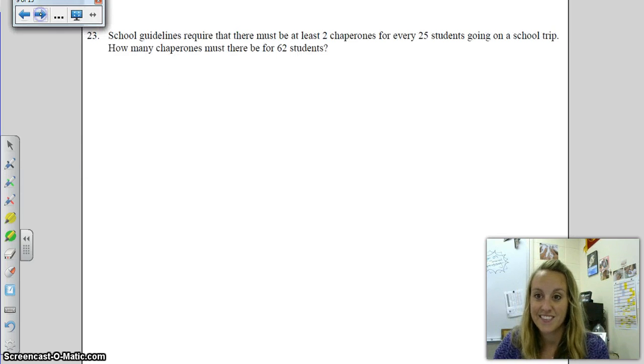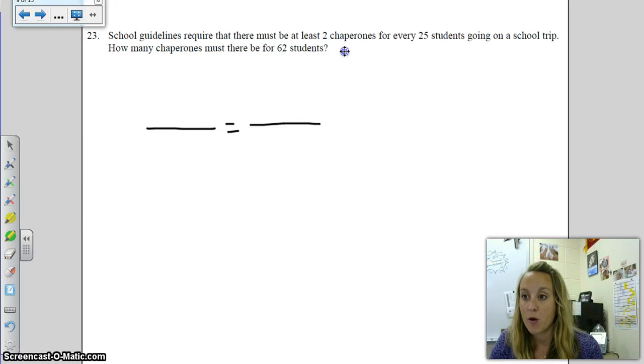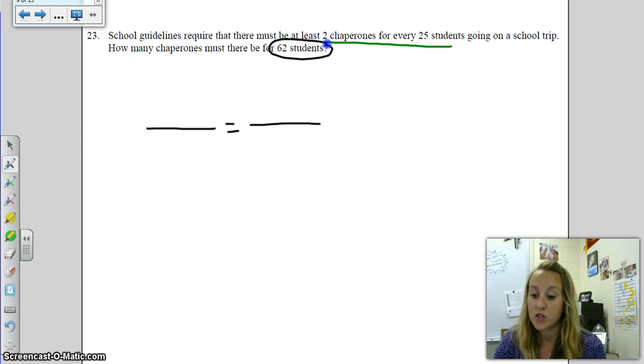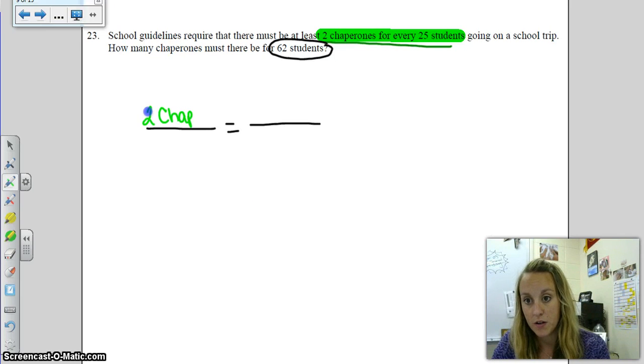Okay. Here's another one. We're just going to set it up the same way. Hopefully we've read these. So we're looking for 2 chaperones for every 25 students. How many chaperones must there be for 62 students? So let's go ahead and put chaperones on top and students on bottom. So we start with the given key that I have, the given information. So I'm going to put 2 chaperones over 25 students.